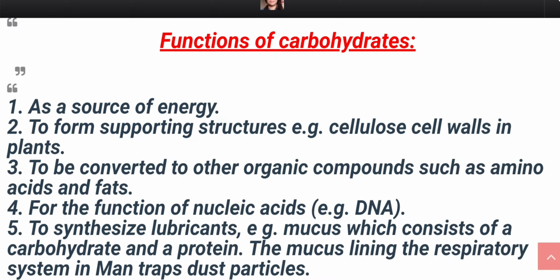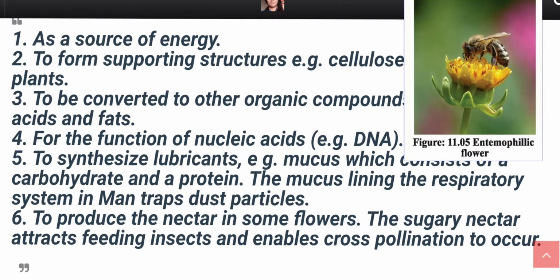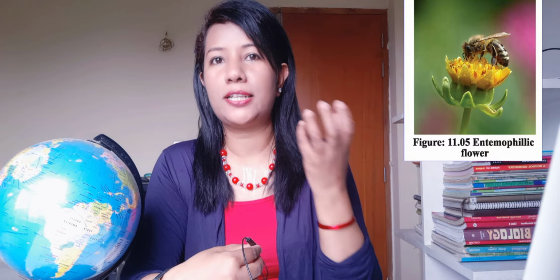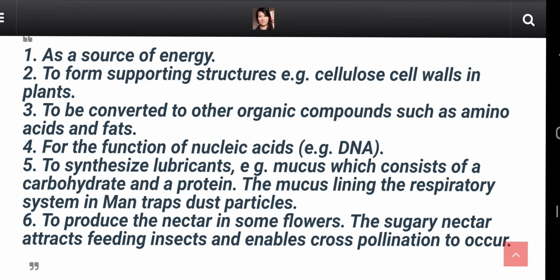The mucus lining the respiratory system, the breathing system, traps dust particles in humans. Another one, number 6, the last one, is to produce nectar in some flowers. The sugary nectar attracts feeding insects and enables cross pollination to occur. That is another reason for cross pollination.